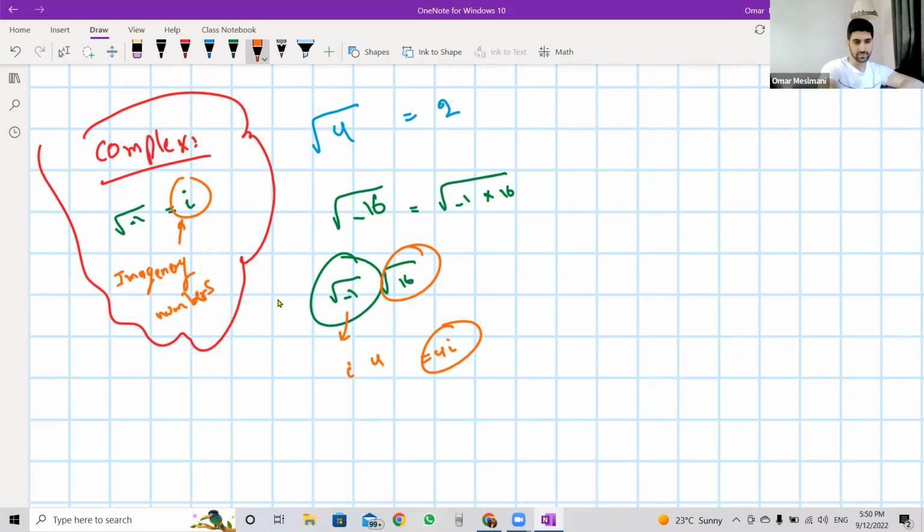What are you saying? Say again, please. Only the root of negative numbers, it's not about negative 1. The root of negatives. Yes, the root of negatives, all right?